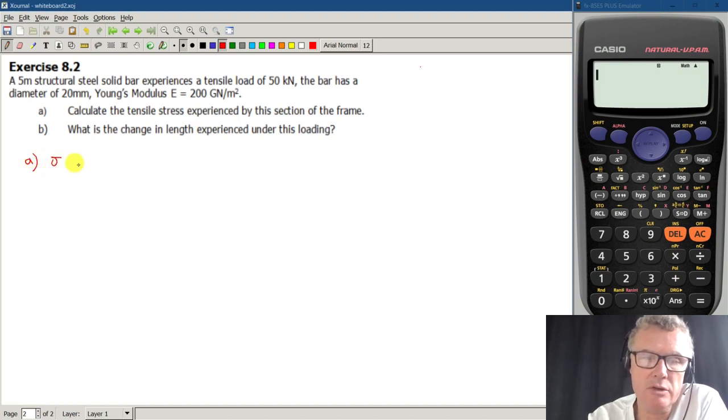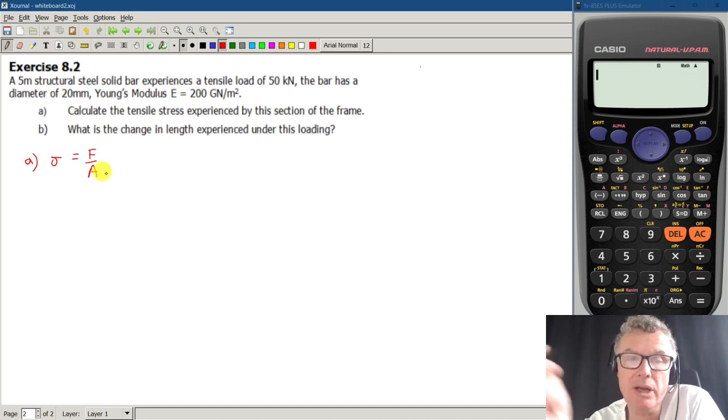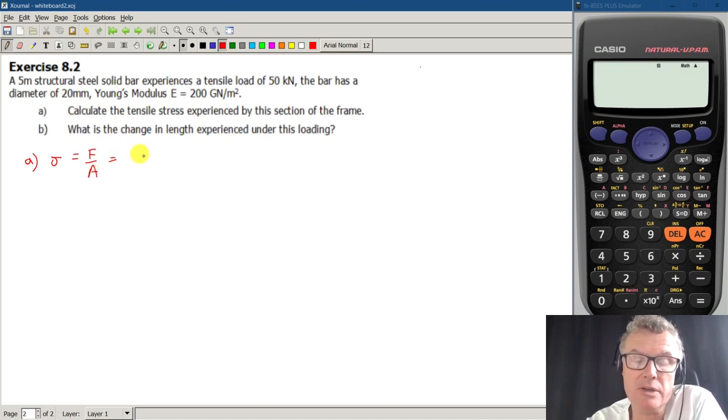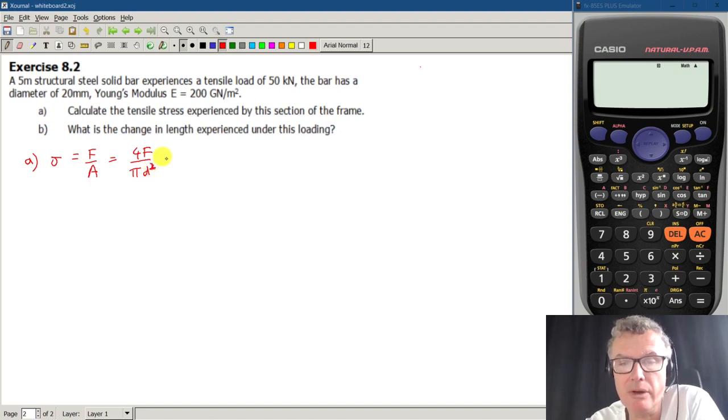tensile stress, so you should be able to, or at this stage maybe, to jump from knowing that force divided by area, if I'm dealing with a circular bar, is going to end up as 4F over pi d squared. Okay, so look at the previous solution, how I got there. So now I can put in my numbers. Get rid of my prefixes and my units where necessary. So we've got 50 kilonewtons, so 50,000 going in there.